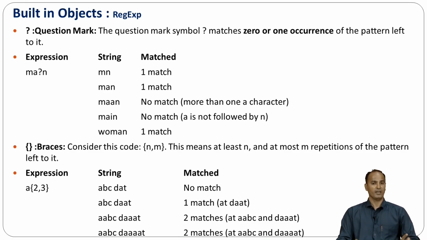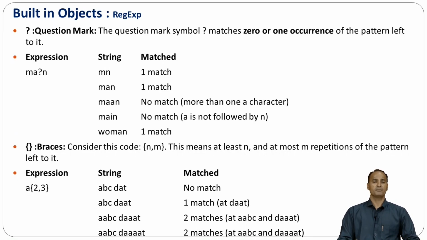Again m-a-i-n, n is not followed by a, so it is not going to match. And again there is a woman, it is going to match. So this is very important to understand the difference between star, plus and question mark symbols.